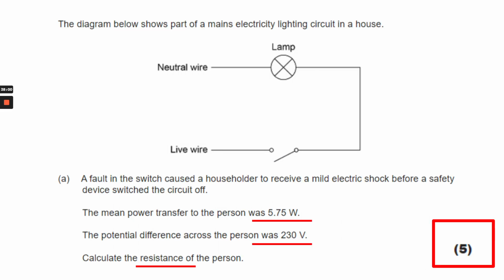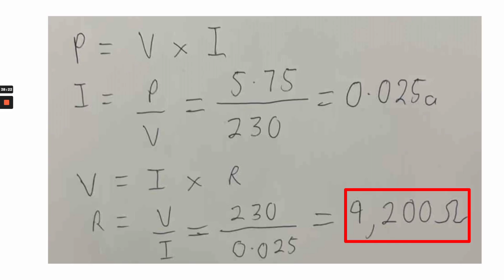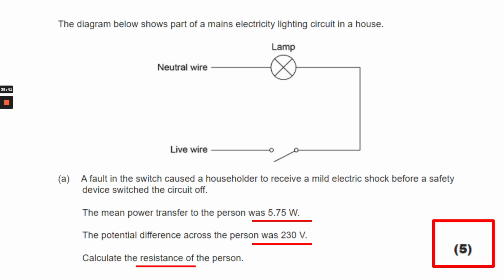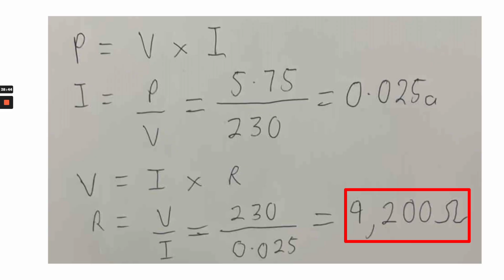Now, here's a 5 mark question. The mean power transfer is 5.75 watts. I'm seeing voltage, calculate the resistance. Well, the only thing I'm thinking in my head here is there's a trick and I don't know the current, okay? Current is key. If I can find out the current, that links those two equations together. So power is equal to voltage times current. Rearrange for that, and I get 0.025 amps. Then voltage is equal to current times resistance. Rearrange, I get 9,200 ohms is the resistance of the person. 9,200 ohms. 5 marks for that, not bad.